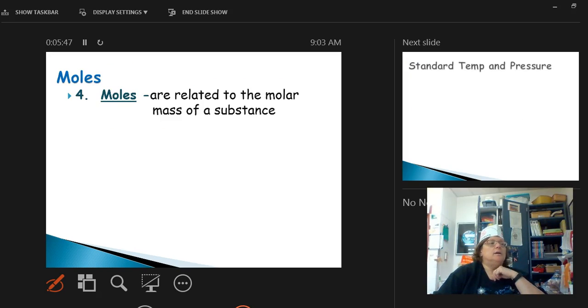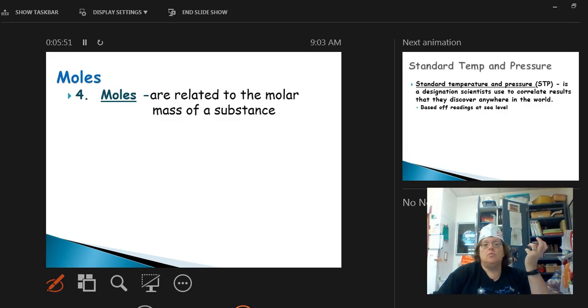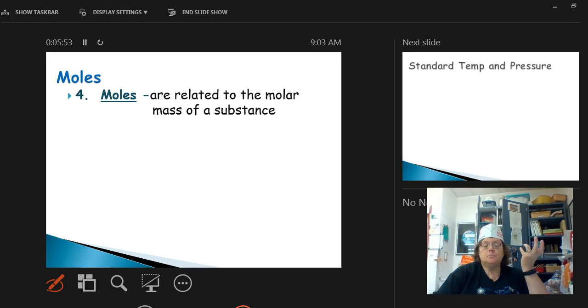Moles, finally, are related to the molar mass of a substance. If you know the mass of the substance, divided by the molar mass, you get the number of moles. That's just using our mole map. We know how to do that. All right.